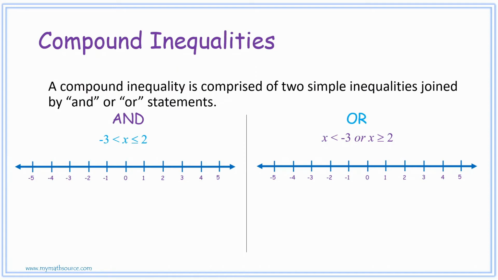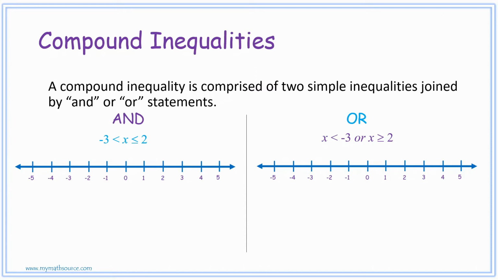So now we're dealing with compound inequalities. Now a compound inequality is comprised of two simple inequalities joined by and or or statements. So here in the first example, we see a scenario with and, so how it would be read is that x is greater than -3, and it is also less than or equal to 2.